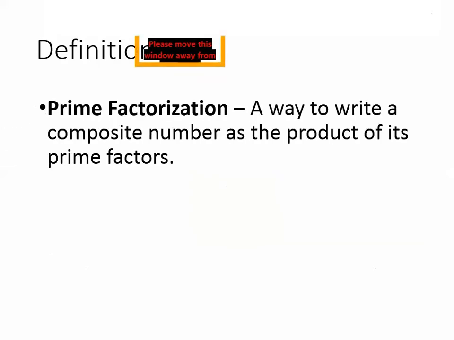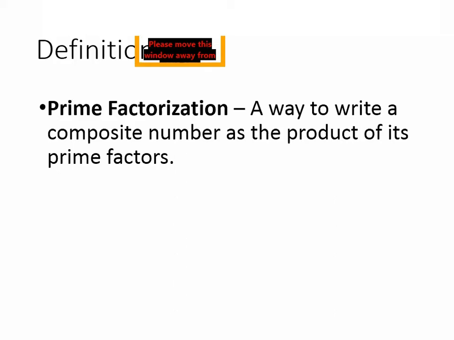Now we have the next definition, prime factorization. What is prime factorization? We are talking about factors, the different numbers that, when multiplied, give the product. Prime factorization is a way to write a composite number as a product of its prime factors, meaning that when you multiply prime numbers together, you get a composite number.